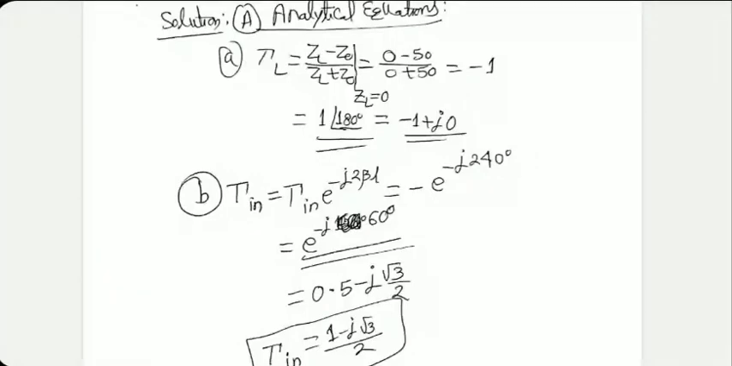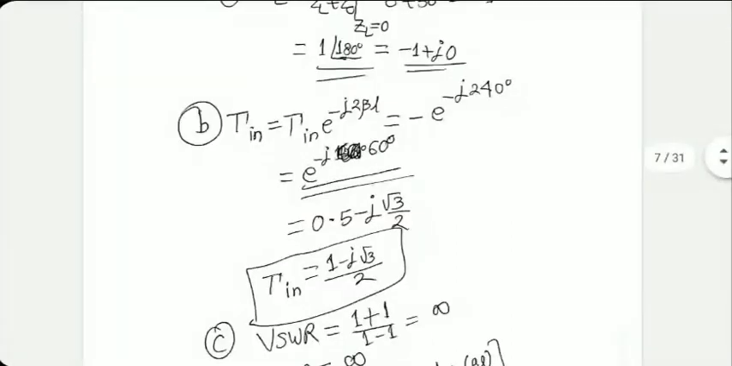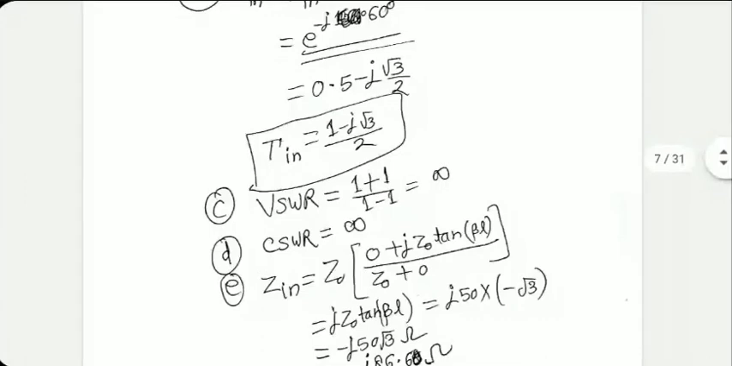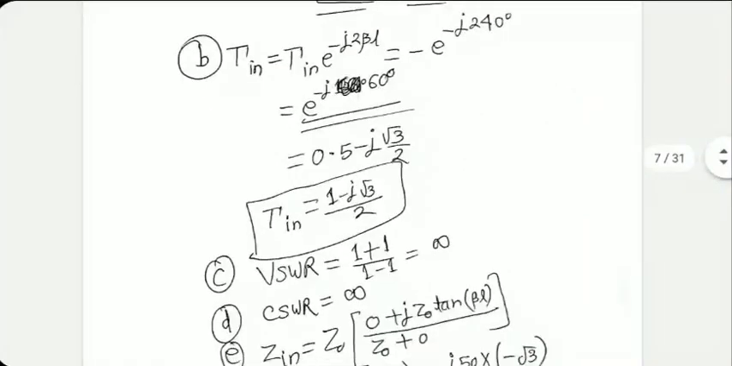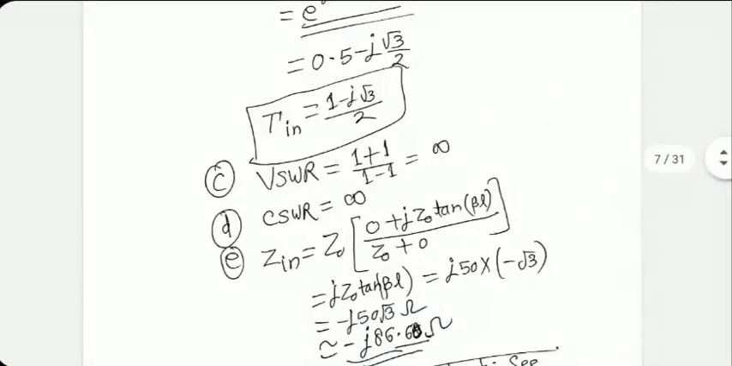So I have converted -1 into e to the power J180 degrees. So that gives me e to the power minus J60 degrees, which can be converted to rectangular form if necessary. VSWR again is infinity because magnitude of tau L is again 1. Actual value is -1, but magnitude is +1. So VSWR, which depends on magnitude of tau L, not the complex value of tau L, is again infinity.